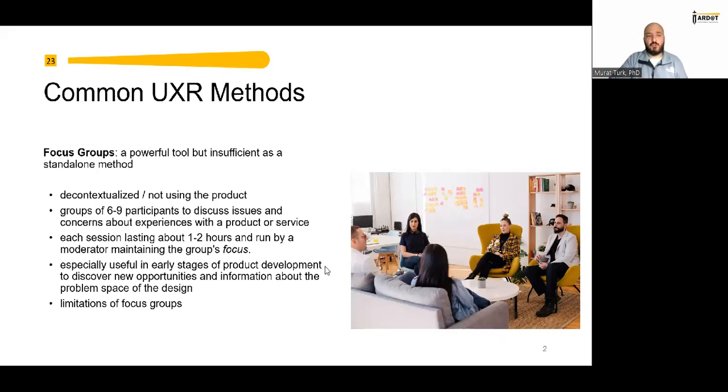when you want to use a focus group, it works, especially in early stages of product development, when you want to find some new opportunities or discover some more information about the problem space of the design. When you want to get different perspectives from different users' backgrounds about your design, you can use that. But you should always be aware of the limitations. Again, you should always conduct direct observation of users in order to confirm or maybe disconfirm the data that you obtain from focus groups.